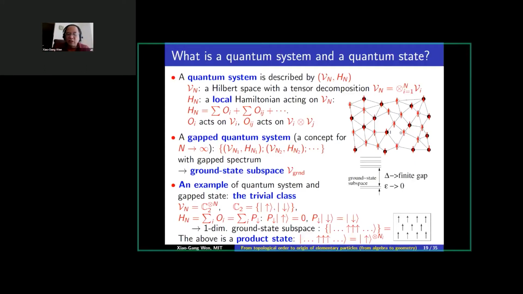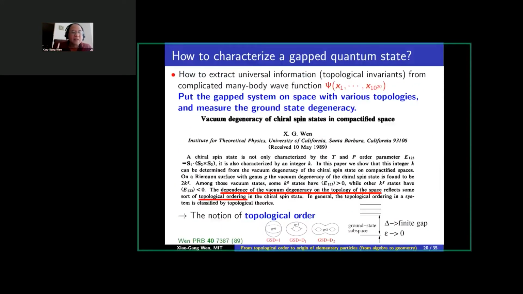Okay, so this is a mathematical definition of a quantum system and quantum states, or you can say a qubit ocean is something like that. The dynamics of the qubit ocean are described by this Hamiltonian, and so we have this spectrum.